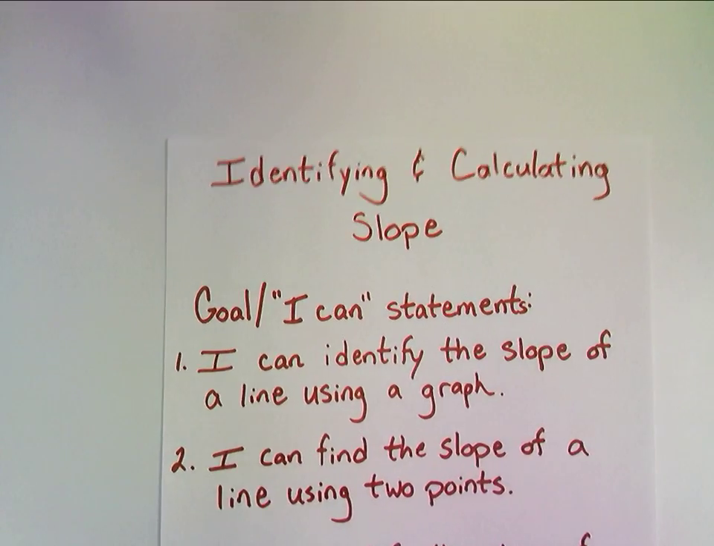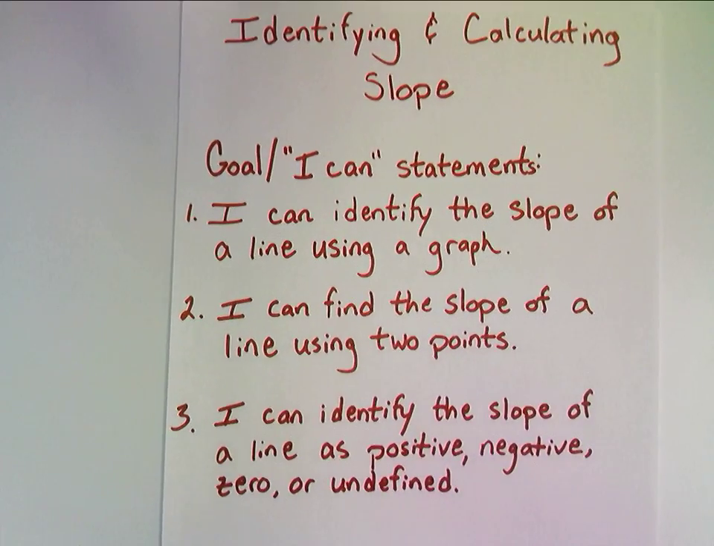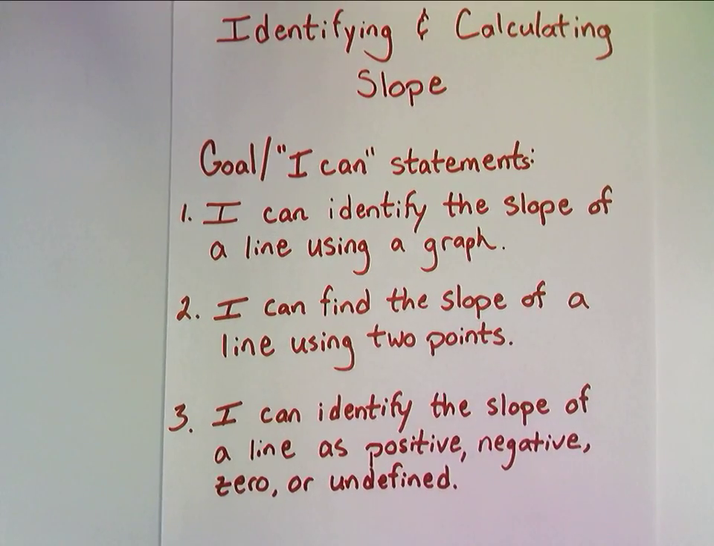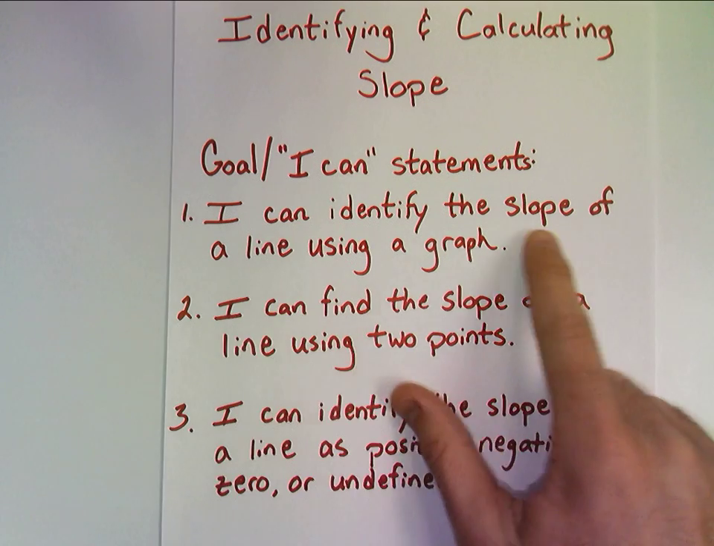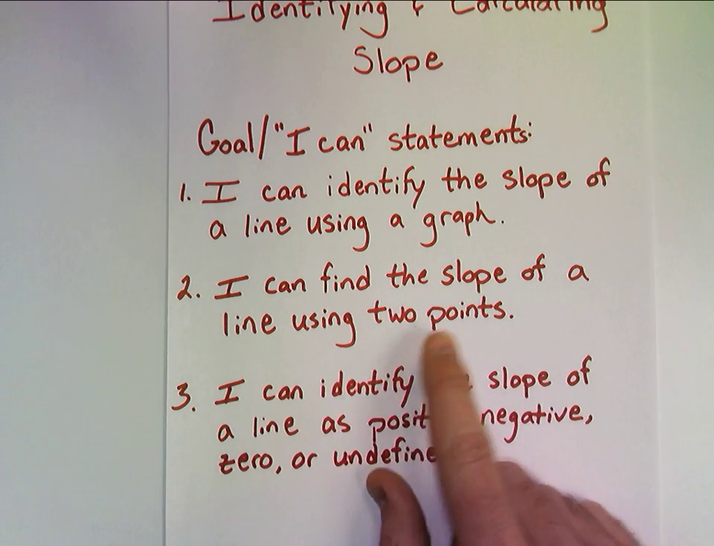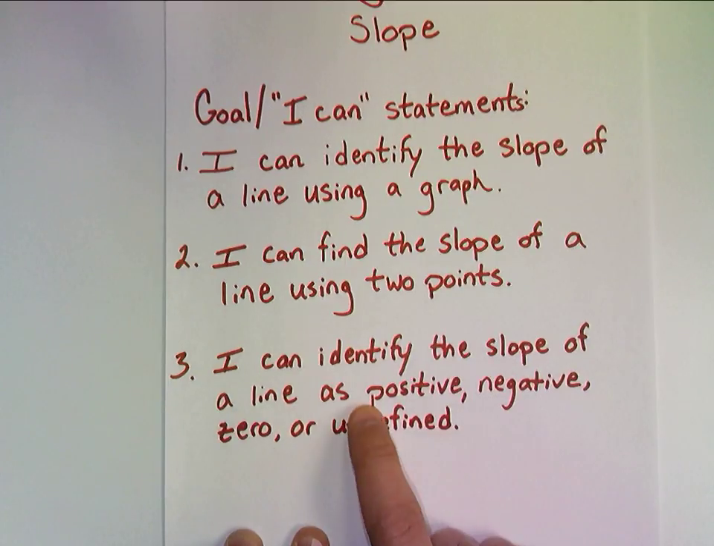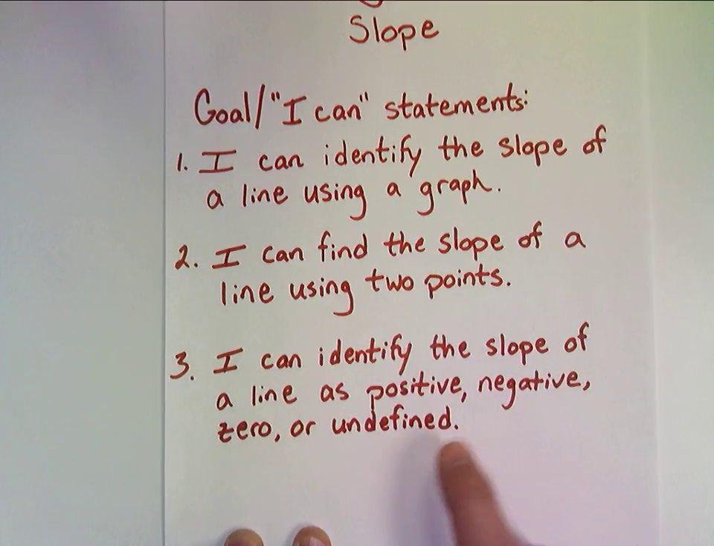Today's seminar is going to focus on identifying and calculating slope. Our goals and I can statements for this lesson will be: I can identify the slope of a line using a graph, I can find the slope of a line using 2 points, and I can identify the slope of a line as positive, negative, 0, or undefined.